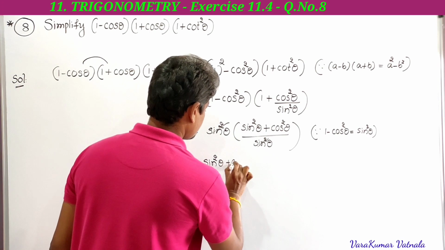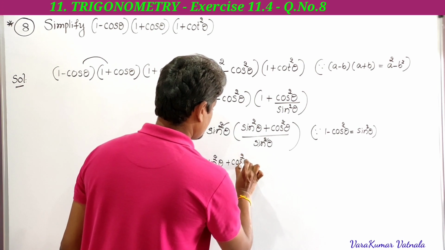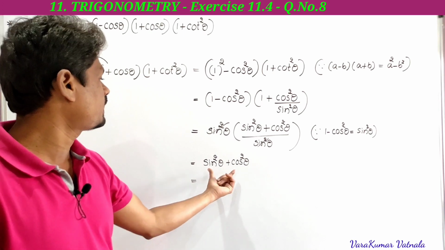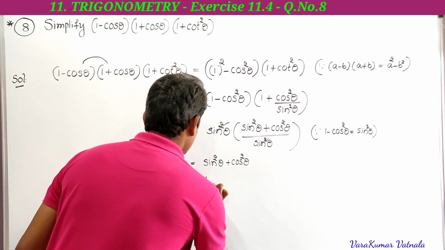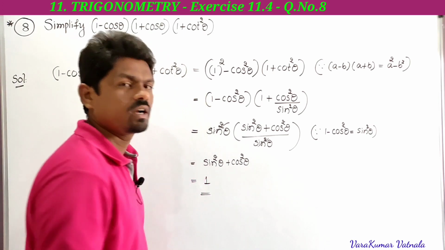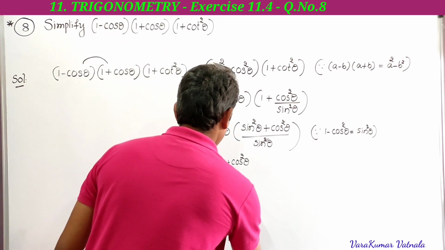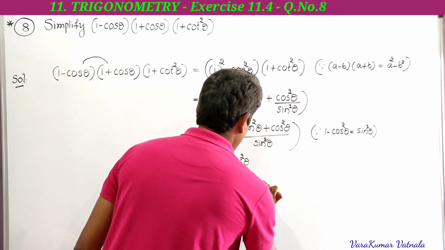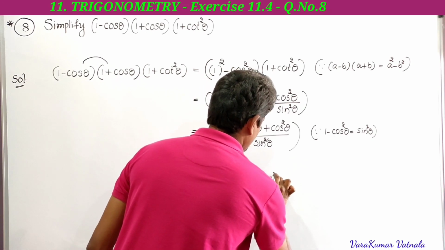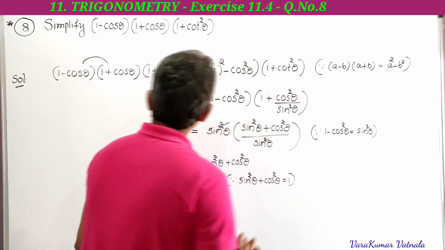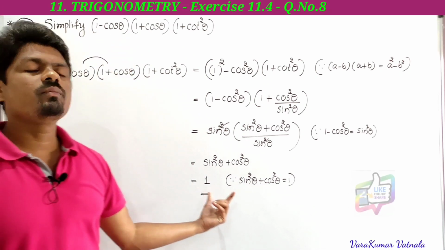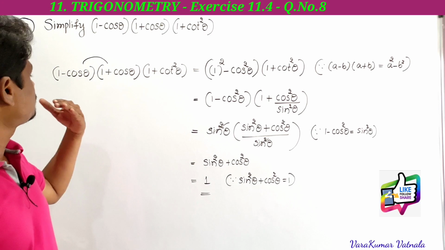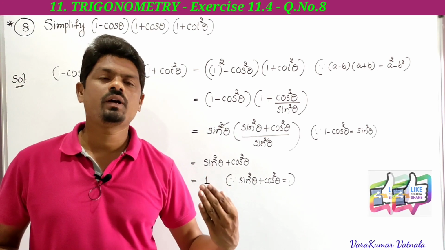So here what is there? Sin square theta plus cos square theta. It is the very first trigonometric identity: sin square theta plus cos square theta equal to 1. Since sin square theta plus cos square theta is equal to 1, the value of the given problem is equal to 1. So like this we can simplify. This is the 8th problem in exercise 11.4.